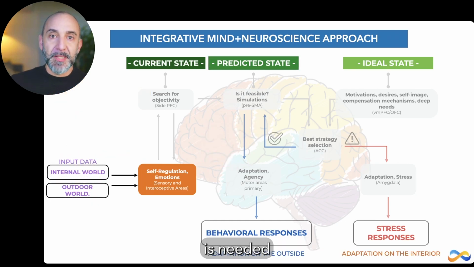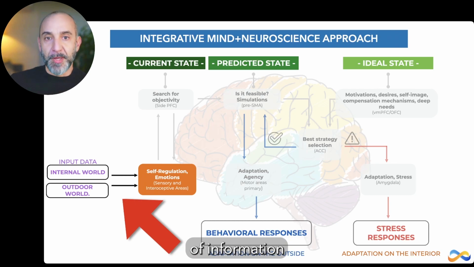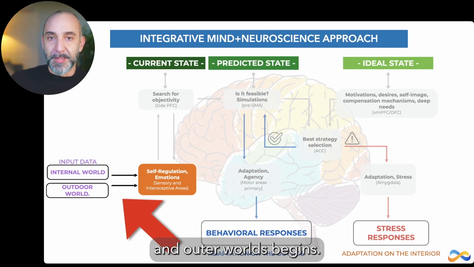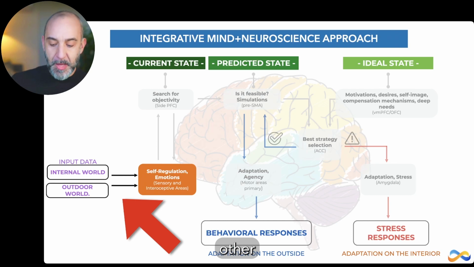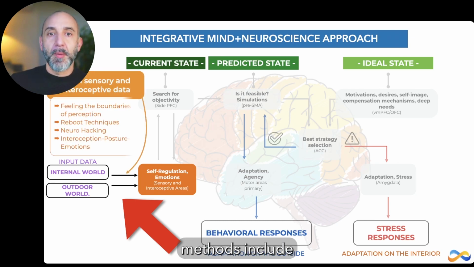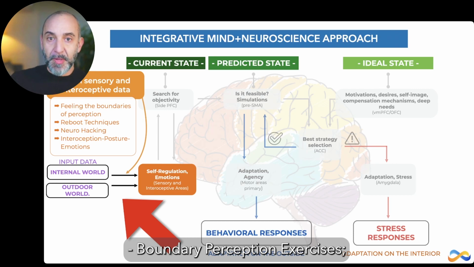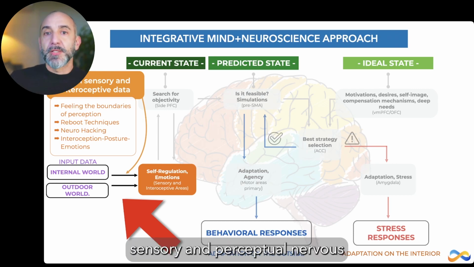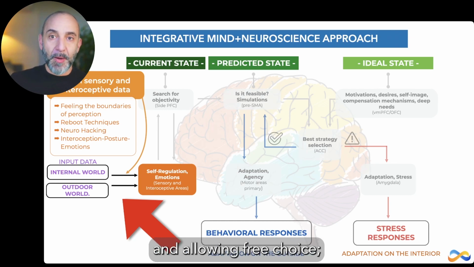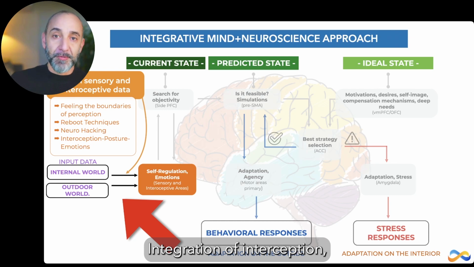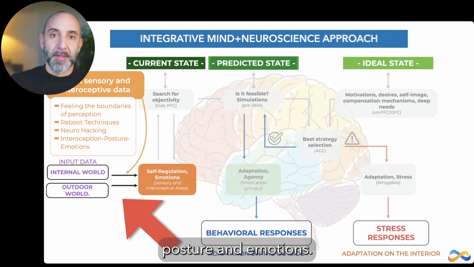Sometimes intervention is needed even before gathering of information from the inner or outer worlds begins. An overactivated body and an overexcited mind impede accurate data collection. In addition to stabilization techniques, other methods include boundary perception exercises, reboot techniques for rebooting sensory and perceptual nervous system processes, neurohacking techniques for dismantling automatic responses and allowing free choices, integration of interoception, posture, and emotions.